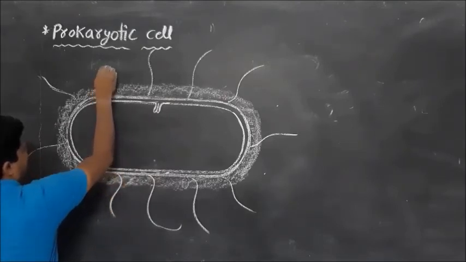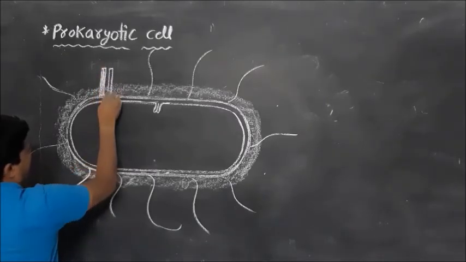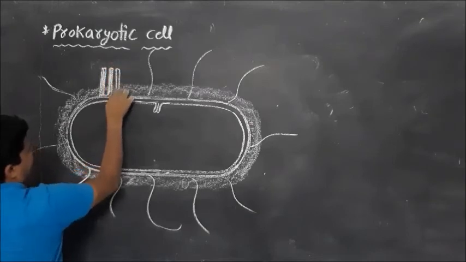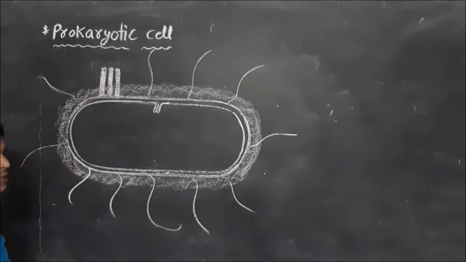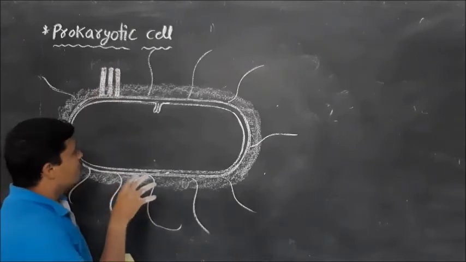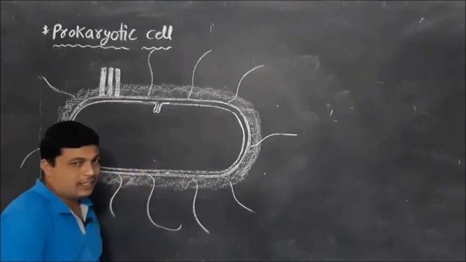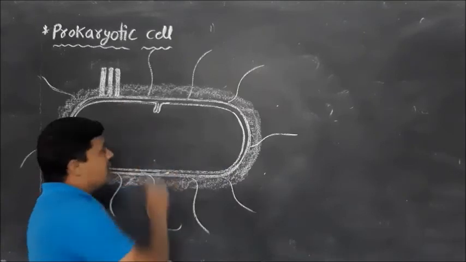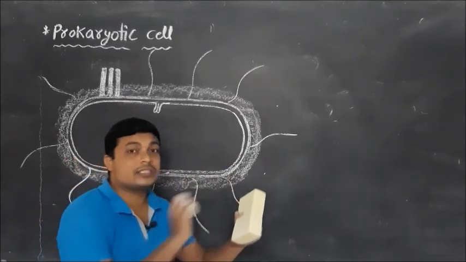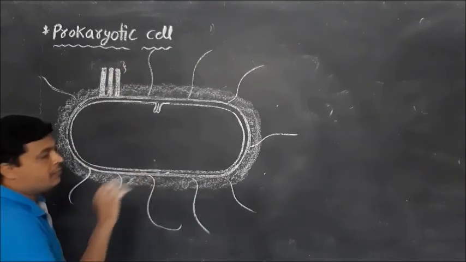Now here, one small structure is there. This structure is called villi or fimbriae. What is the use of these villi or fimbriae? They are useful in the attachment of the bacterium. With the help of this structure, the bacterium will attach to the surface. So these villi or fimbriae are useful in attachment.